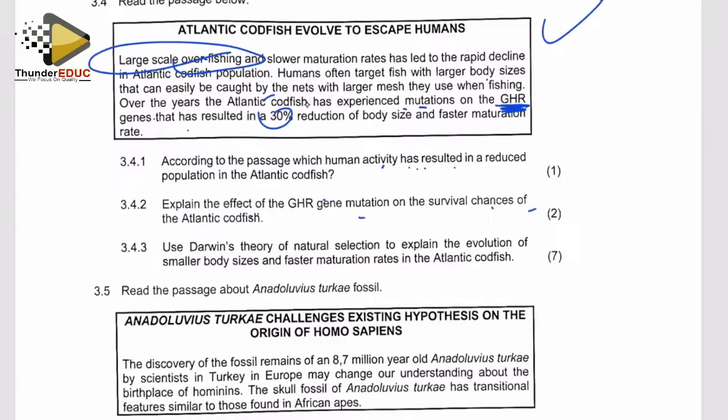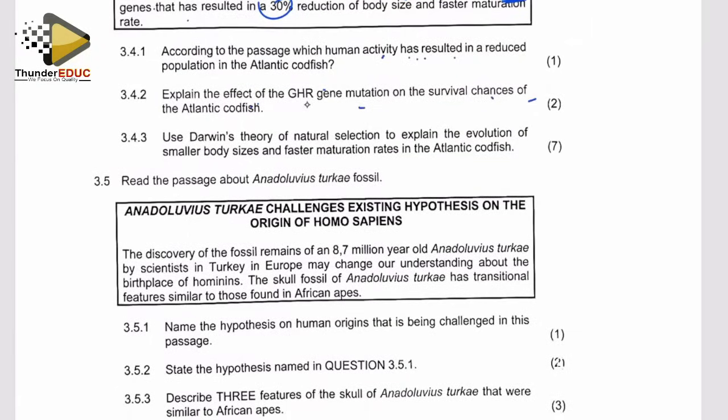So we see that this mutation was useful. How was it useful? Yes, because it basically reduced the size. If the size is reduced, it means that the fish could be a little bit faster, increasing their chances of survival, meaning that they are able to move very fast. They are swiftly moving, and then they are hiding. They're able to hide from the predators or from the hunters so that their population can increase.